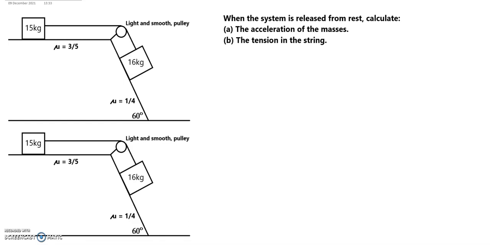So starting with the 15 kilogram mass, its weight will act vertically downwards of a magnitude of 15g. Because it's resting on a surface, there will be a normal reaction perpendicular to the rough horizontal surface, and I'm going to denote that by R1. The 15 kilogram mass will be moving to the right, so in this light inextensible string there will be a tension, and because it's moving to the right, the frictional force will always oppose the direction of motion, so the frictional force will go horizontally to the left, and I'm going to denote that by F1.